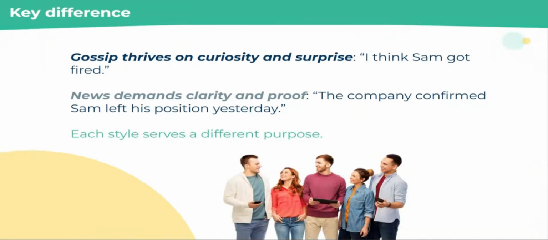Each style serves a different purpose. And often we will see a different kind of writing, or a different way to deliver the news. So gossip is often unthinking. That means it's not really polite or taken into consideration what other people could be feeling. Whereas the news, you will notice, is more respectful and is done in a way that is neutral.